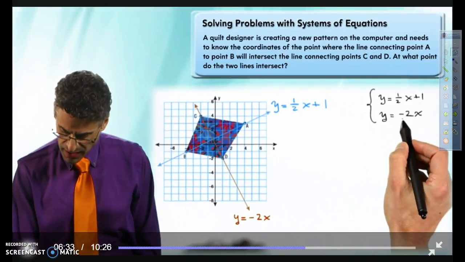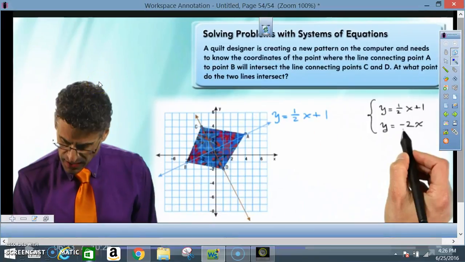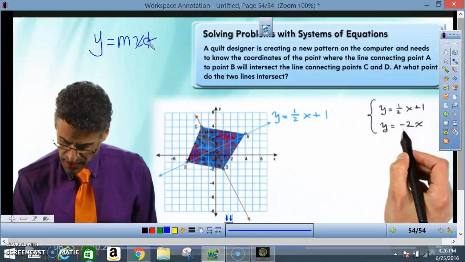Now, for those of you who may be confused as to how he came out with a negative 2, it's real simple. This is the line you're looking at right here. See how the line crosses at 0? That tells you that your y-intercept is 0. So in the equation y equals mx plus b, your b is 0, so there's nothing there.